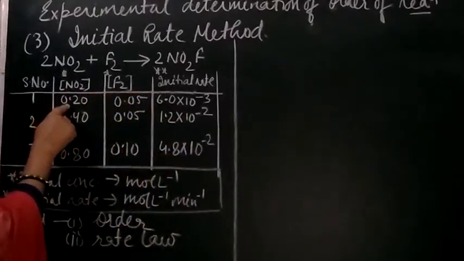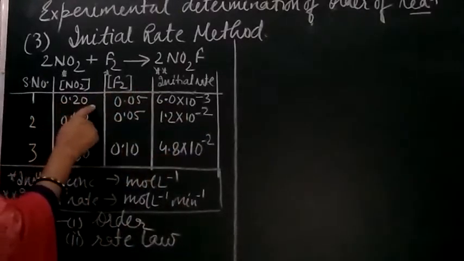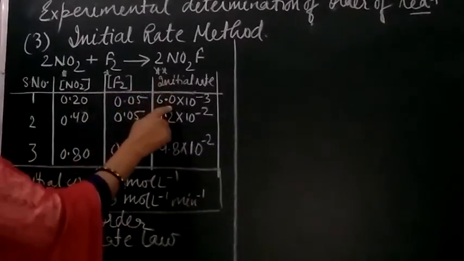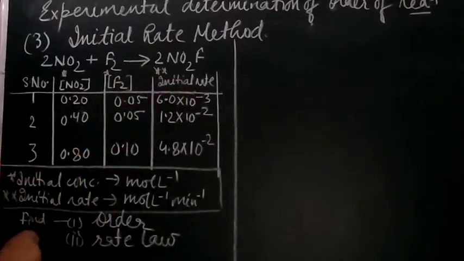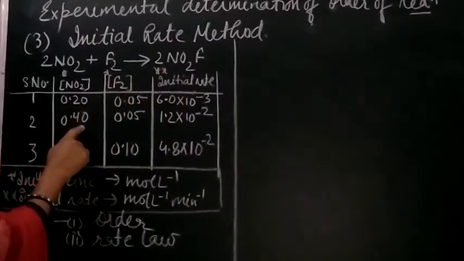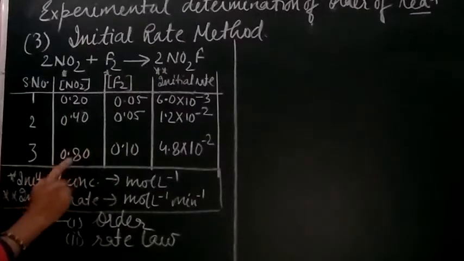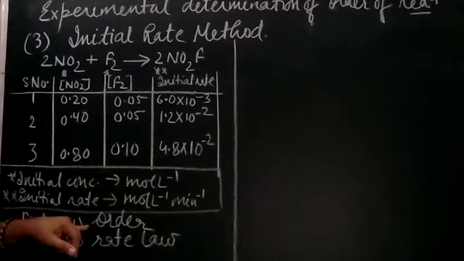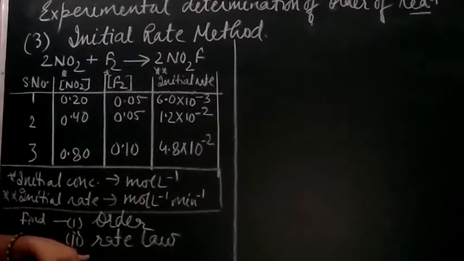So when the initial concentration of NO2 is 0.20 and fluorine is 0.05, the initial rate obtained is 6 into 10 to the power minus 3 mole per liter per minute. In the same way, this is for the second data obtained, and this is the third data. Now we have to use this data to derive the order of the reaction and express the rate law.